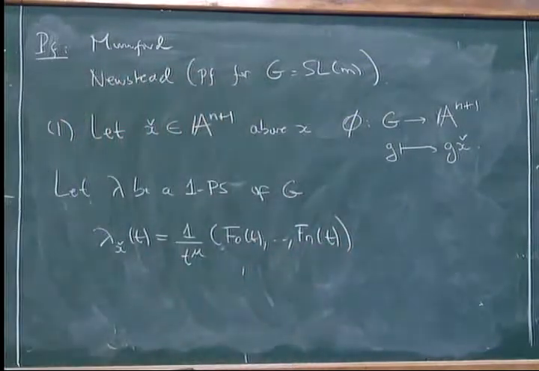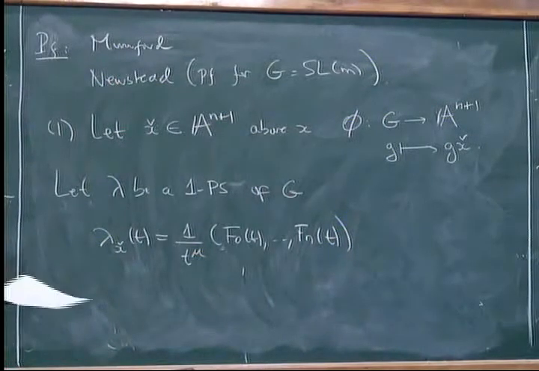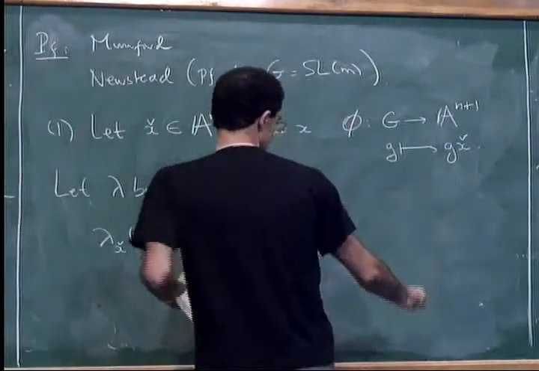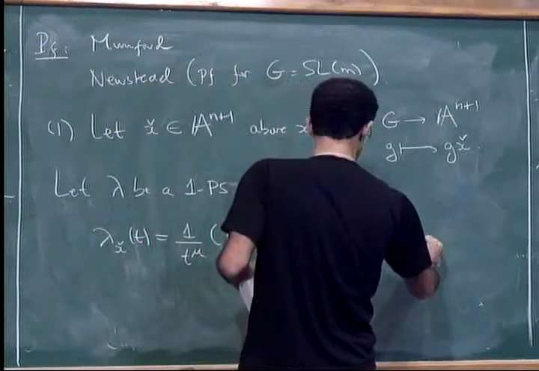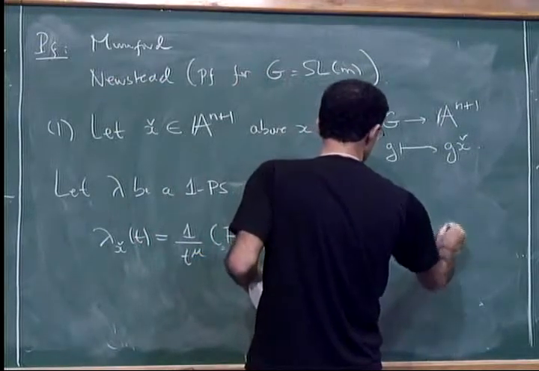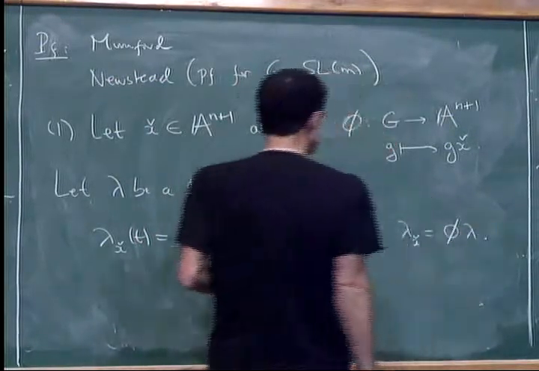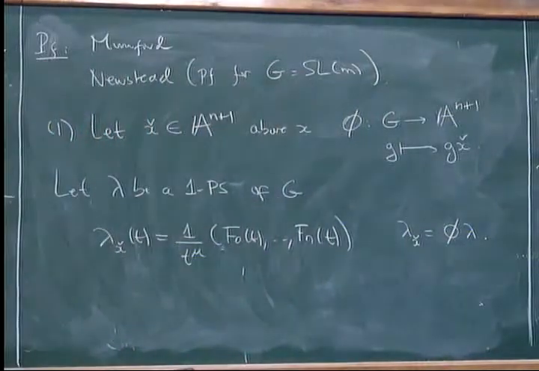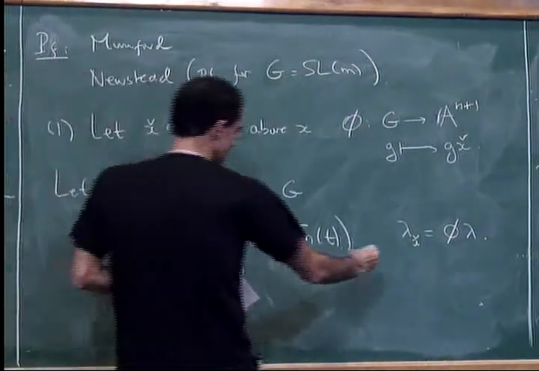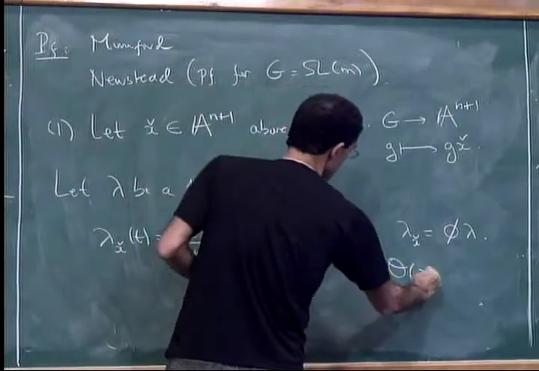Right? And remember that this is simply composing this map. So let me put here: lambda x check is simply the composition of phi with lambda. Okay? So everything here lies in the orbit of x check.